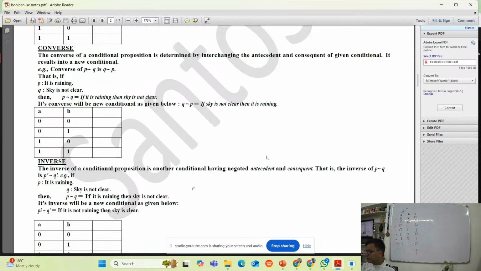Inverse: if A implies B, then the inverse is negation of A implies negation of B. If P is it is raining and the sky is not clear, if it is raining then sky is not clear, what will its inverse be? If it is not raining then sky is clear. So the inverse is negation of A implies negation of B. This is the inverse.